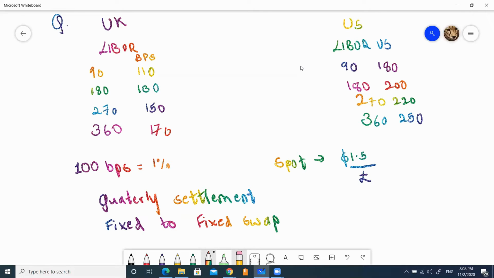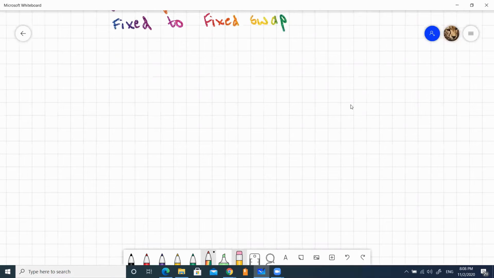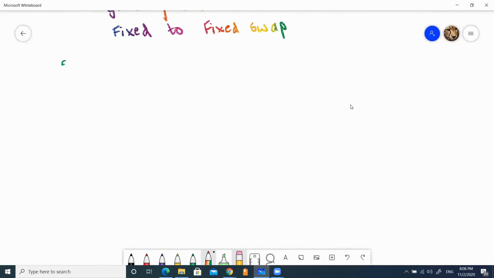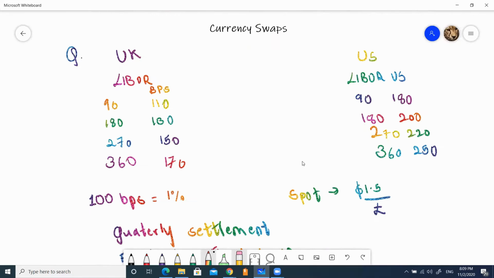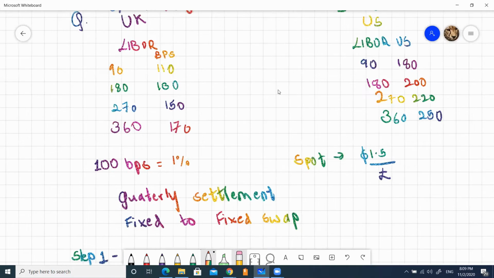Now in a currency swap, it is a little different as compared to our initial swap. There are three primary steps that take place in a currency swap. So what are those three steps? The first is step one, which is your initial exchange. So let us assume for the US, you want 1 million pounds, and here in the UK, you want the equivalent USD. These are your notional principals that have been given to you for the UK and US respectively.